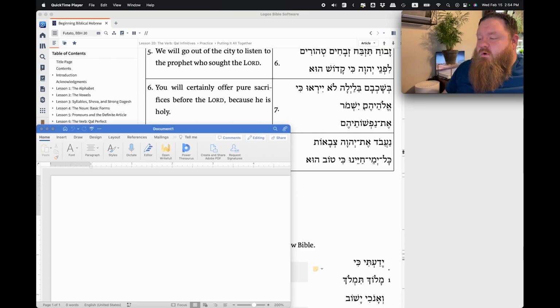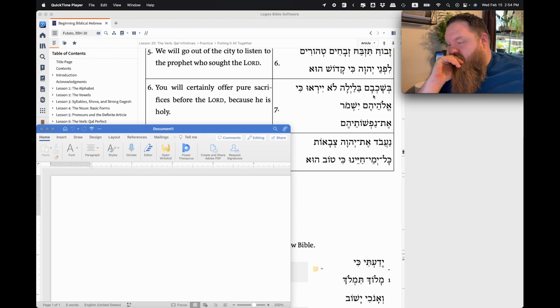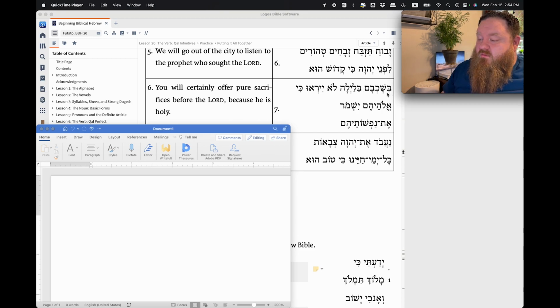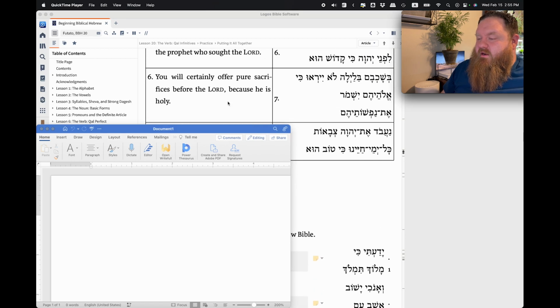So if I'm correct, we've got two missing dageshim here. It should be something like when they lie down with them. Maybe this suffix indicates reflexivity or something, but when laying them down at night, in the night, they will not be afraid, because their God will guard their souls. What does Futato say? When they lie down at night. Okay.